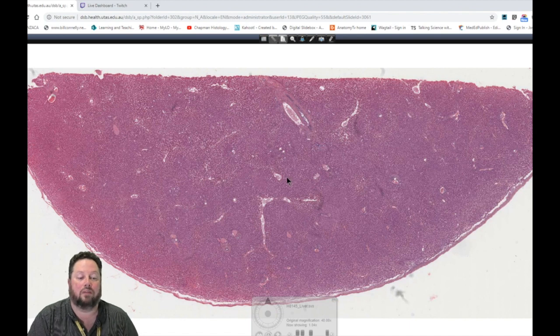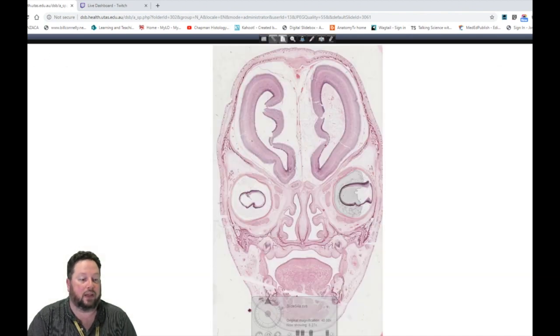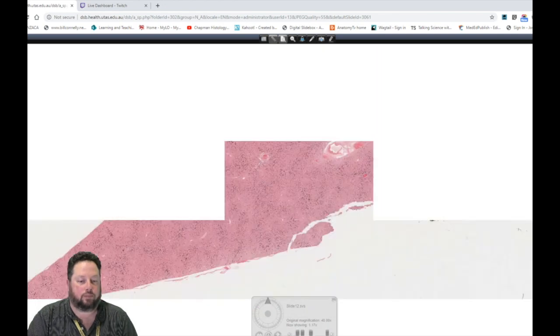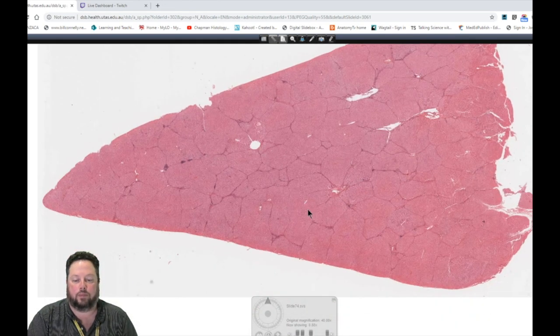So we're going to start off by having a look at a section of the pig liver, because that helps us think about the actual structure of the lobule within the liver, and then we can come back and have a look at the human section if time permits, and if you've got any specific questions about that. Right. So as I say, it's made up into lobules.